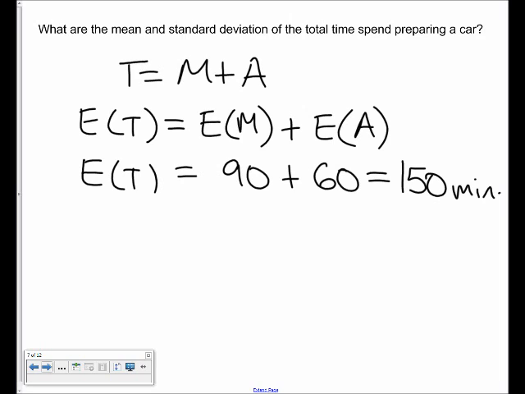All right, so now for the standard deviation, just like we did with our dice game, whenever we find standard deviation, we always want to first find variance.